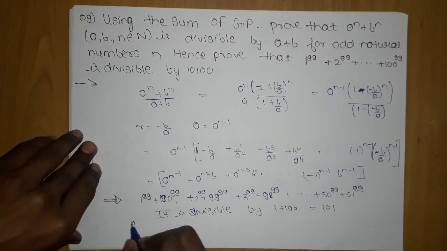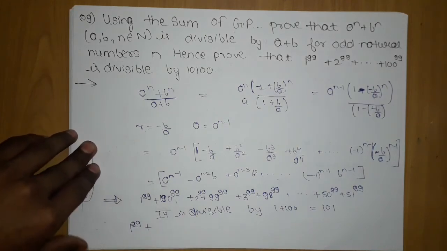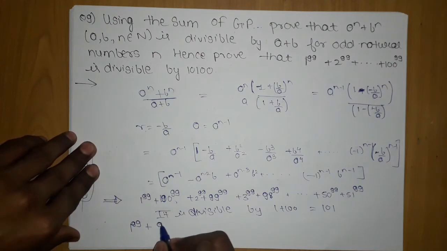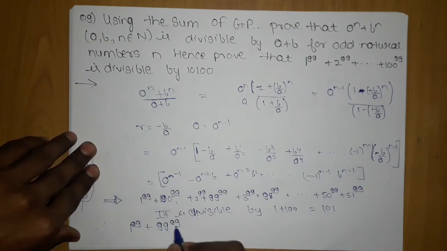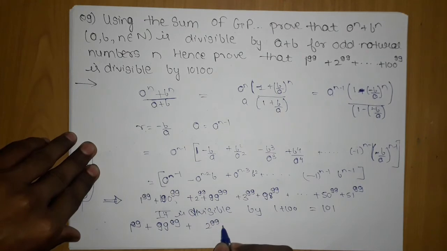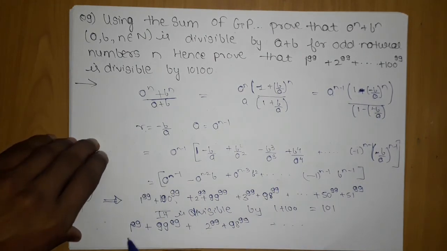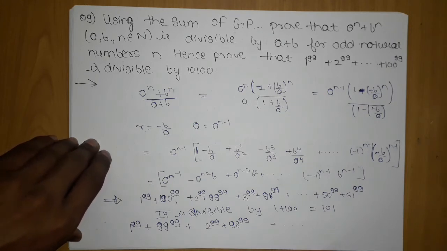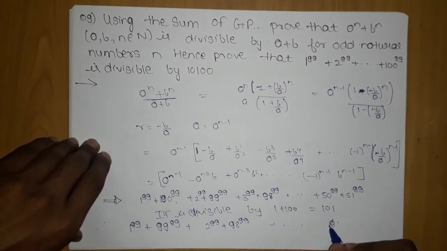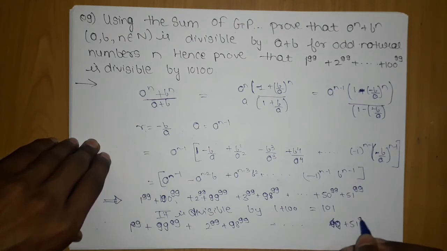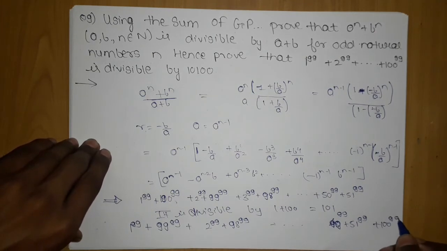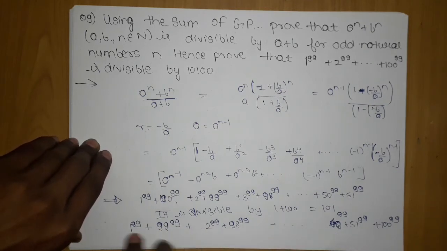Now similarly, if I take 1 power 99 and now 99 power 99, similarly 2 power 99 plus 98 power 99. And similarly if I go on, I have 48 power 99 plus 52 power 99, 49 power 99 plus 51 power 99. Now if you remember, we have left 100, so it will be 100 power 99. Now what these are forming, they are forming 100.